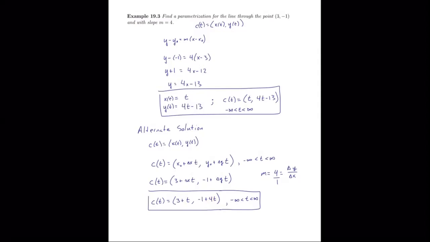A lot of things have a canonical, or go-to, parameterization. In the case of lines, this one is probably that canonical representation. So keep that in mind if you're looking for the go-to parameterization for a line.